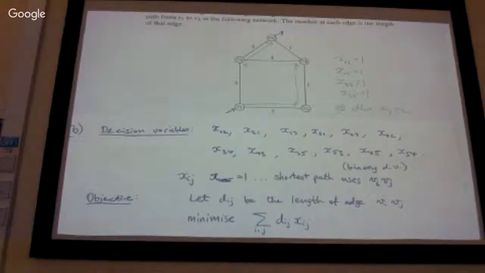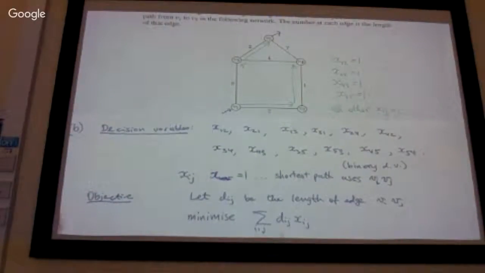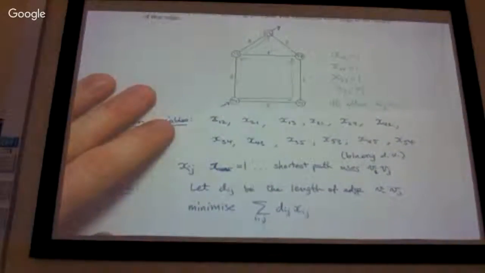What I'm trying to do is, for the ones that I am using, so the ones that are 1 in the decision variables, when I look at their lengths and add them together, I'm trying to get the least possible number among all paths from V1 to V5. That's what this does.